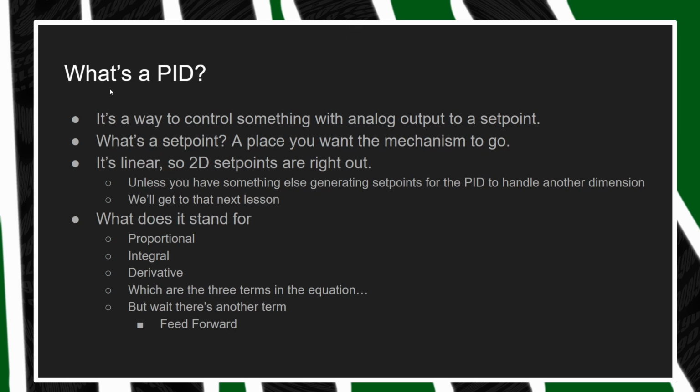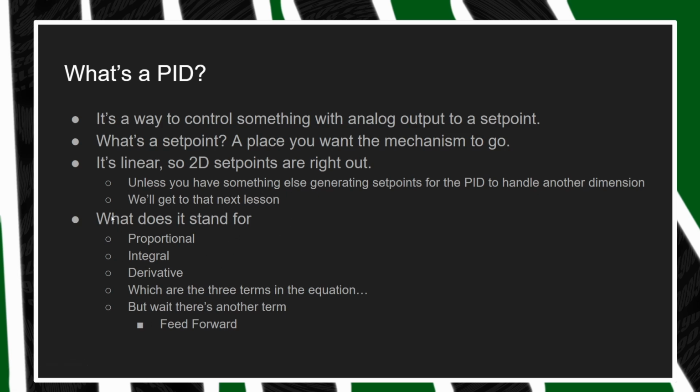And then the PID uses some tuned constants and some math to, as it gets closer to the set point, vary the output so that it slows down. So linear, 2D set points are right out, unless you have something else generating set points for the PID to handle another dimension. We'll go over that next week, because the week after is finals week. I still need to make the next lesson. A lot of these were generated months in advance, and that next lesson hasn't been made yet.